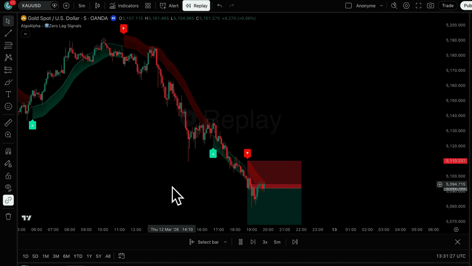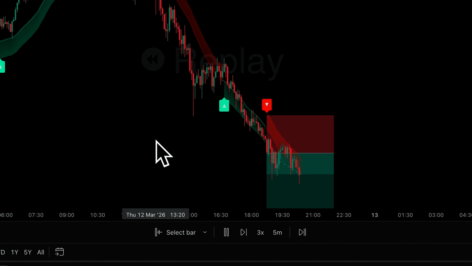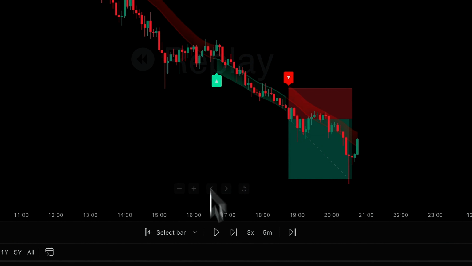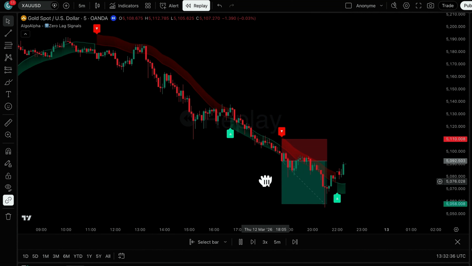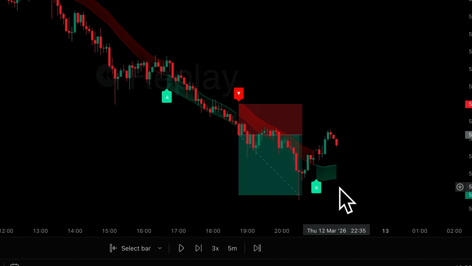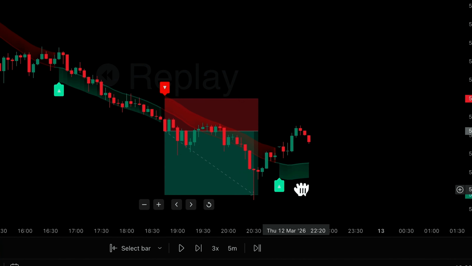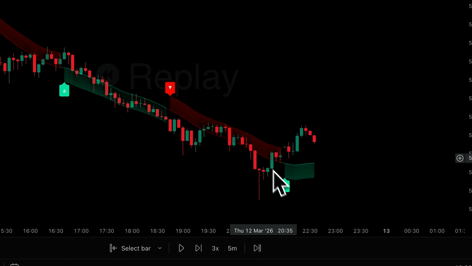We'll let the market do its thing to see if the indicator was right. So that's a first successful trade. We let the candlestick scroll, and we see that right after, the zero lag indicator gives us a buy signal this time. We can see that the baseline goes from red to green. We can see that the red zone turns into a green zone.